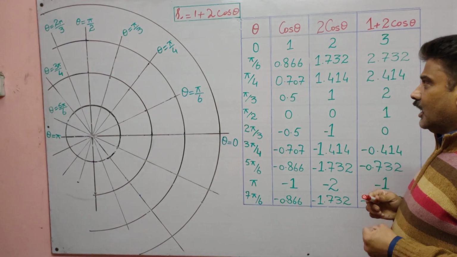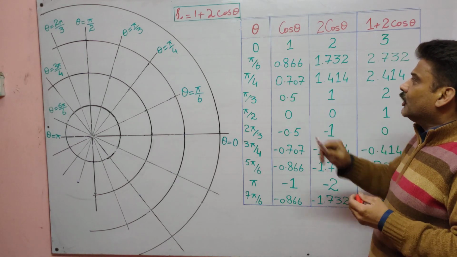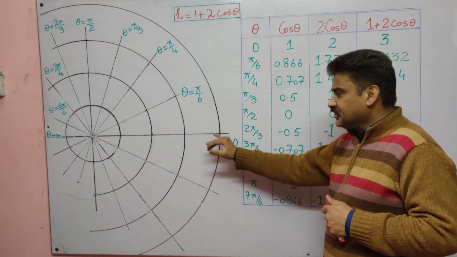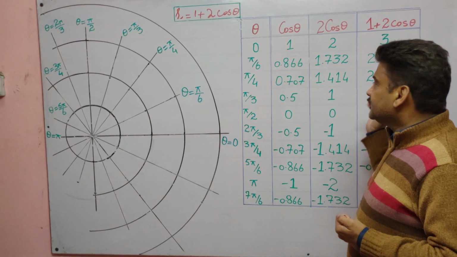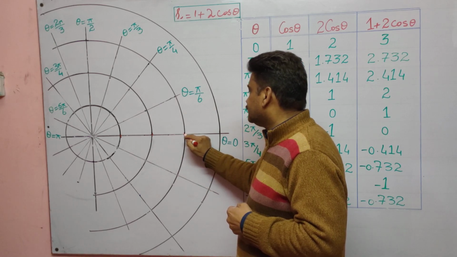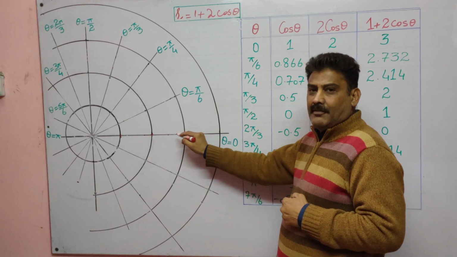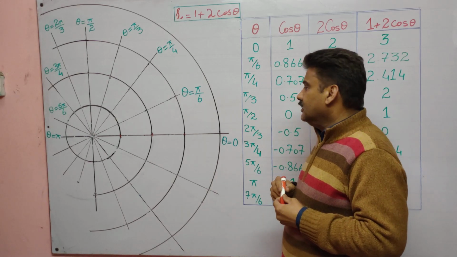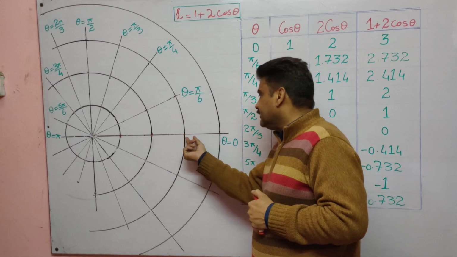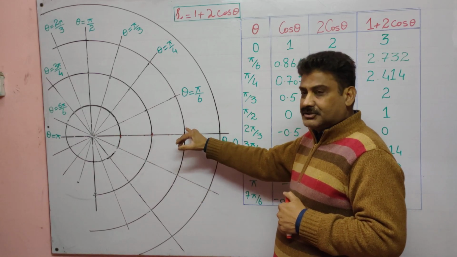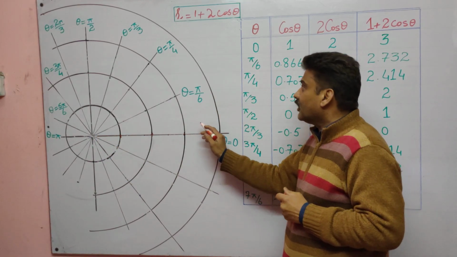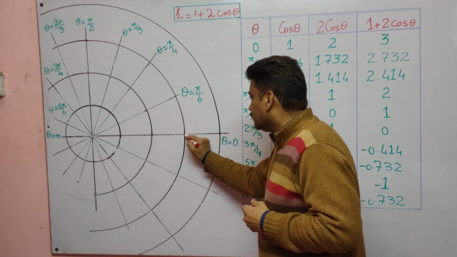Let's start. How do we draw the graph? When theta is equal to 0, r is equal to 3. So for the initial line, theta equals 0, we take the value of r, which is 3. We take 1, 2, and this point is r equal to 3. This point is 3 units away from the pole, and it is the first point which lies on this limaçon. We take this point on the line.